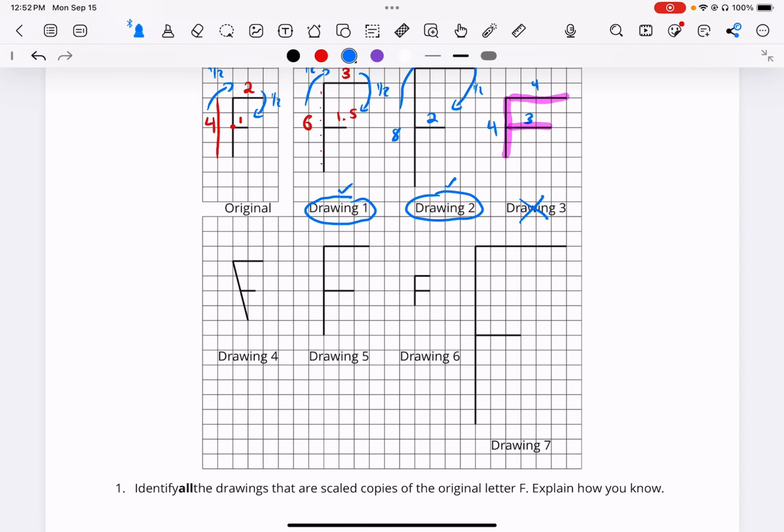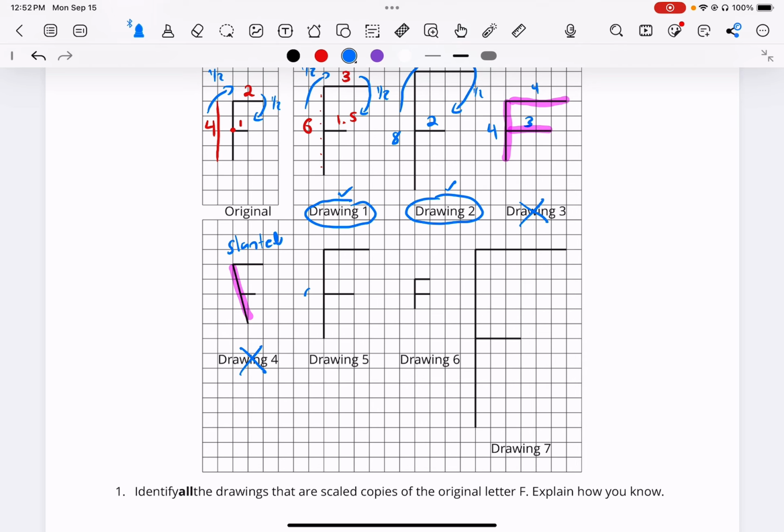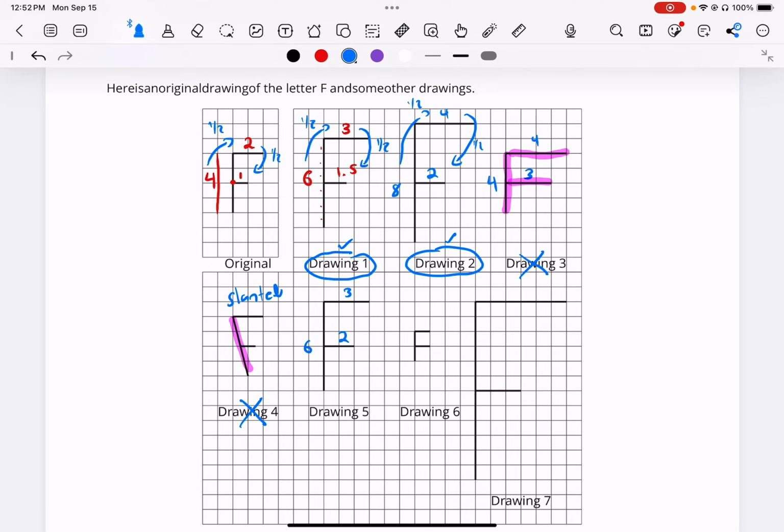Drawing 4, since it's slanted, right away I know that drawing 4 is not going to be a scaled copy. Drawing 5, this is 6, then we have 3, and then we have 2. So it's very close because the 6 to the 3 is 1/2, but 3 times 1/2 does not give me 2. So drawing 5 is not a scaled copy. Drawing 6 is 2, then the top part is 1, then this is 1. Same thing, it's very close to start, but then the bottom line is incorrect.